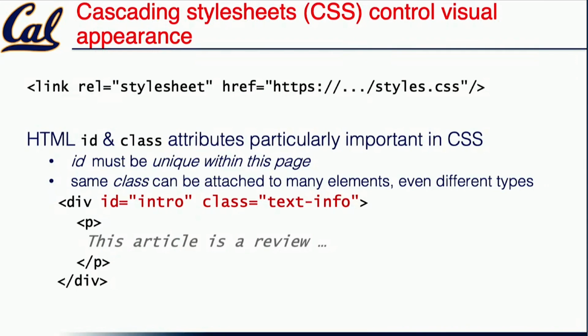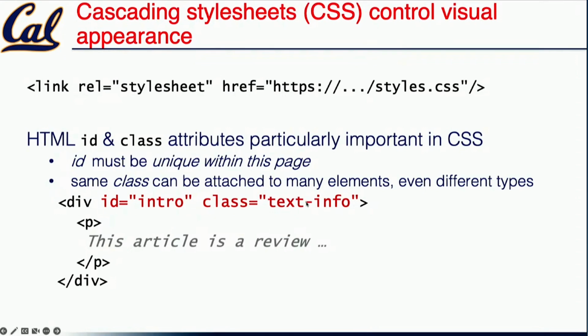Of the many possible attributes that HTML elements can have, two of them that are particularly important for CSS, and this is in the category of life skill, are the ID and class attributes of an element. The ID of any element has to be unique within the page. The class can be attached to many different elements on the page, even different types of elements. So for example, here we have a div with a specific ID. It's also got this class. No other element on the page may have the same ID. Many other elements on the page could have the same class.